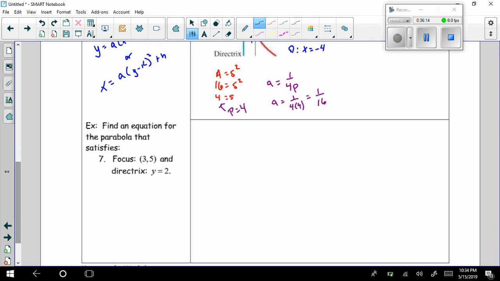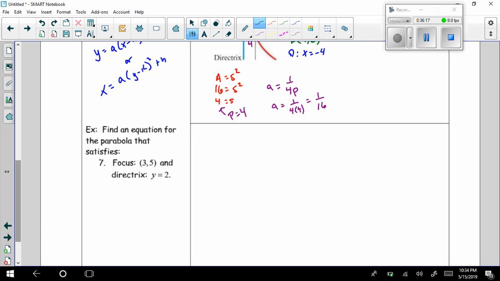And then last problem for today. Tomorrow's notes are just as long. We're going to find an equation for a parabola that satisfies this. So we have a focus at 3, 5 and a directrix at y equals 2. I highly recommend plotting these on a graph. So we have our focus is at 3, 5, which is your F, and your directrix is at y equals 2.